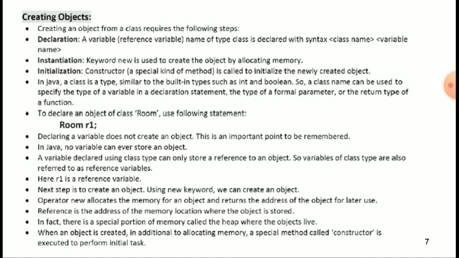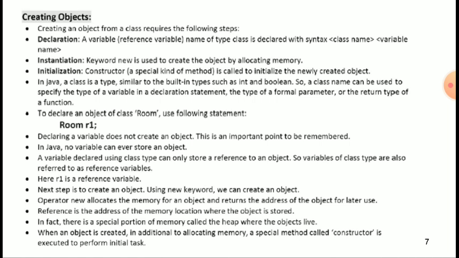Next step is to create an object using the new keyword. The operator new allocates the memory for an object and returns the address of the object for later use. Reference is the address of the memory location where the object is stored. In fact, there is a special portion of memory called the heap where the object lives.